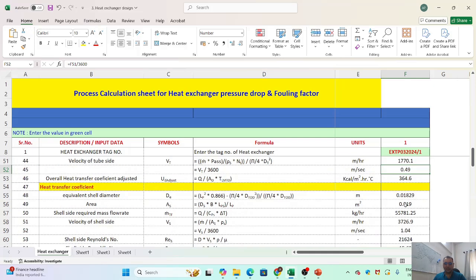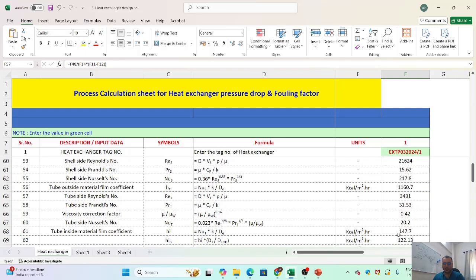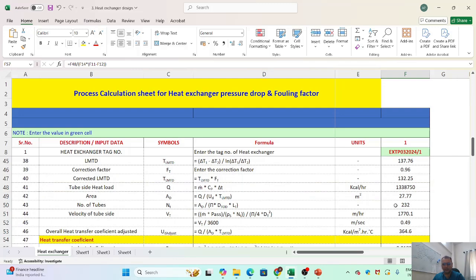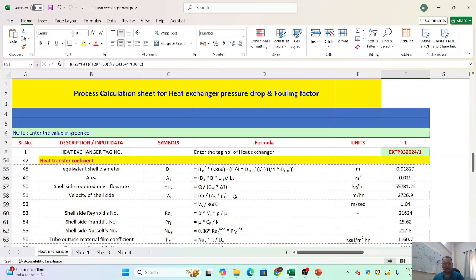So you can see the area is calculated. So how much area will be required. Then number of tubes will also be calculated by this. So these are the number of tubes. So 232 tubes are calculated. And similarly, there are other important things like equivalent shell diameter. So this is also a calculation.